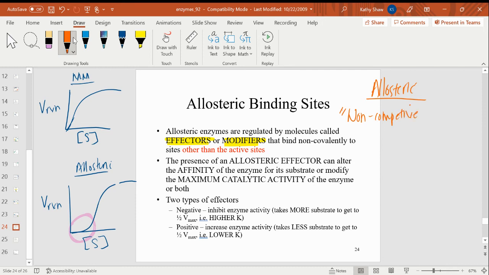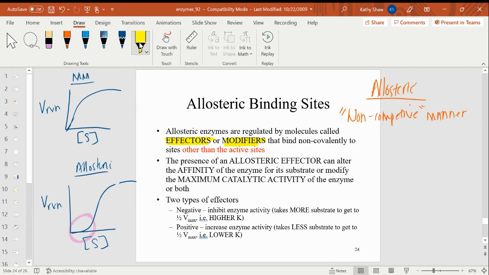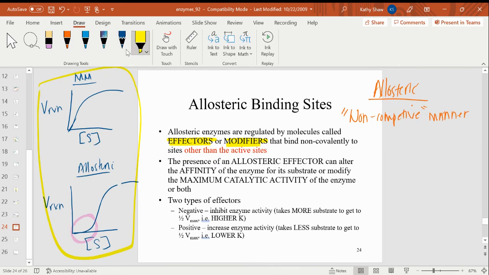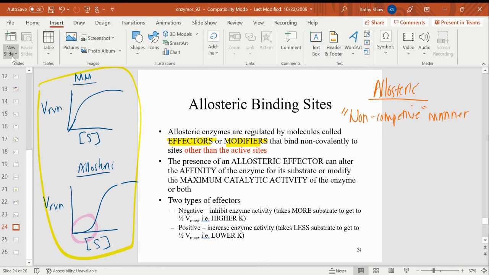Well, that sounds like non-competitive binding someplace else other than the binding site. I say it kind of funny like this, saying non-competitive manner rather than just saying outright non-competitive, because I want you to make this distinction that the kinetics are different. Actually, let's talk about that for a second.